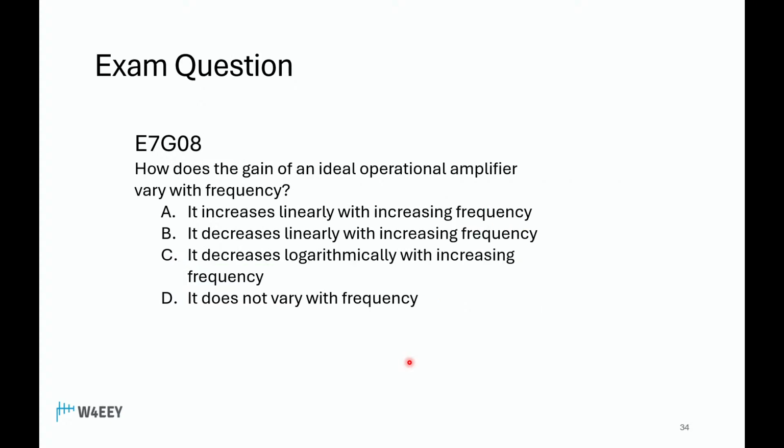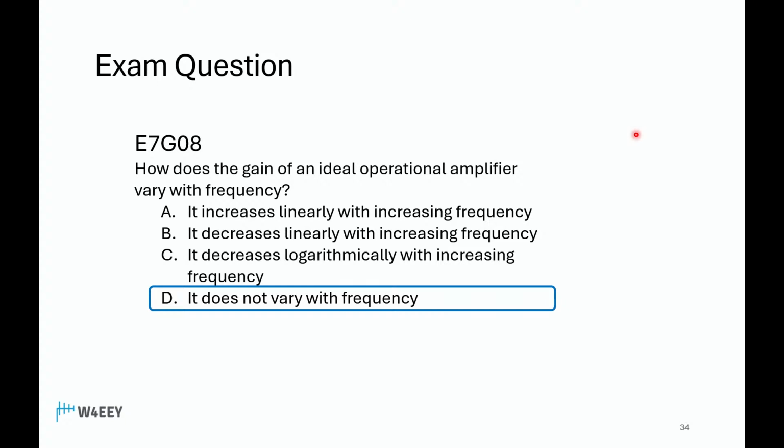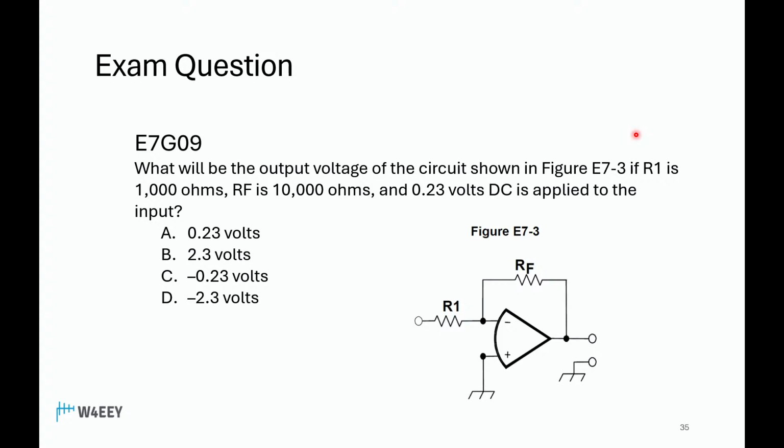How does the gain of an ideal operational amplifier vary with frequency? Now notice the word ideal here, so be careful not to get tripped. D. Delta. Delta, it does not vary with frequency. A real one, the gain goes down as frequency increases. Okay, here's another calculation. What will be the output voltage? And this is the one that was a little bit complicated that we walked through. Output voltage, if R1 is 1,000, RF is 10,000, and 0.23 volts on the input.